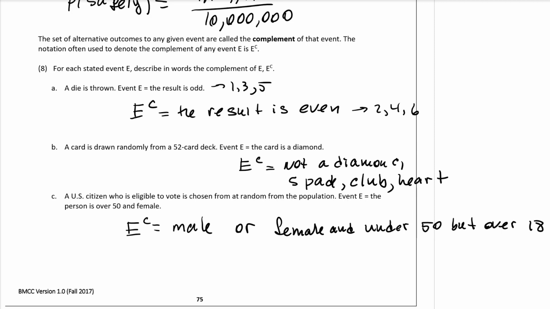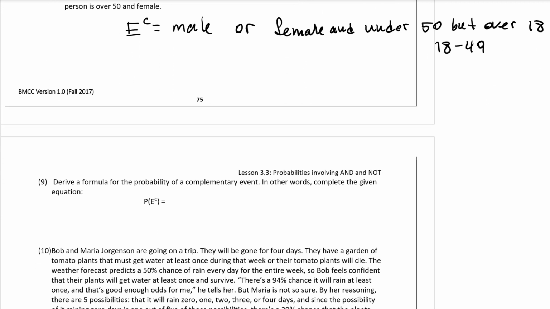So between 18 and 50. Between 18 and 50, so that means 18 to 49 years old. Females and all the males, that would be the complement. So you understand, the complement is just the other part of the outcomes. Derive a formula for the probability for the complementary events. In other words, what would that be?